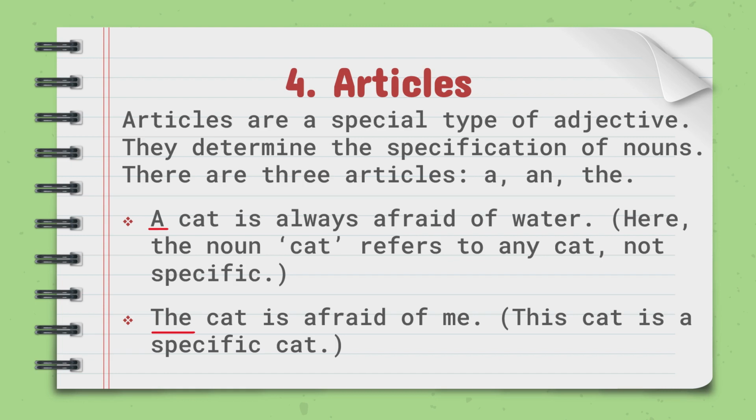The cat is afraid of me. So this cat, it is a specific cat. It is the cat that is afraid of me. It is a particular cat. So here the is used, and the is of course an adjective.